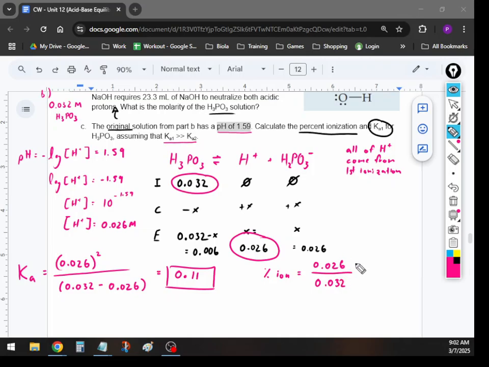So this is the hydrogen ionized, so molarity of hydrogen that actually ionized, divided by the molarity of our acid initially. Okay, and then just make sure you multiply it by 100%. So I'll give you guys a second to finish that calculation, and that's it. That's how we can finish up this problem.